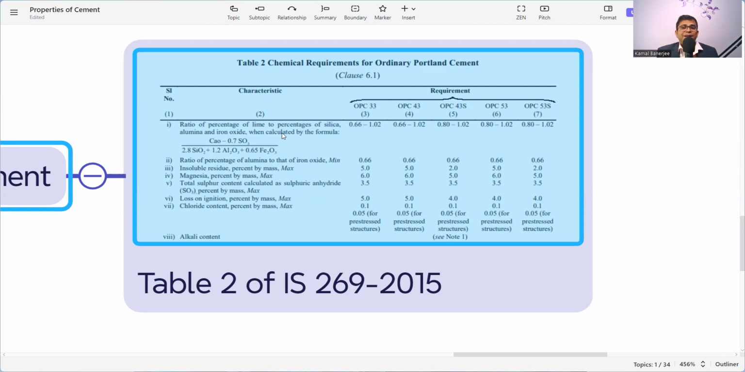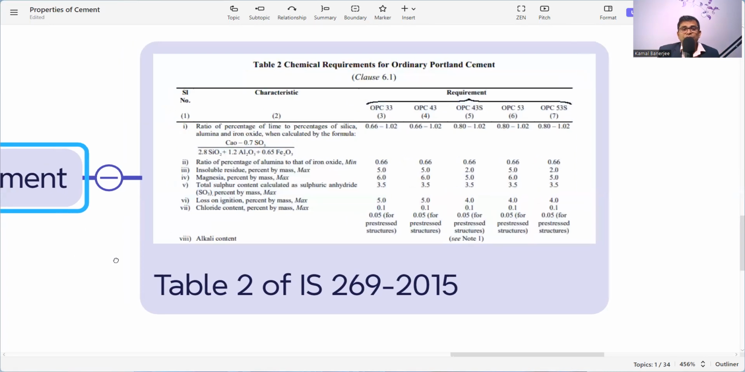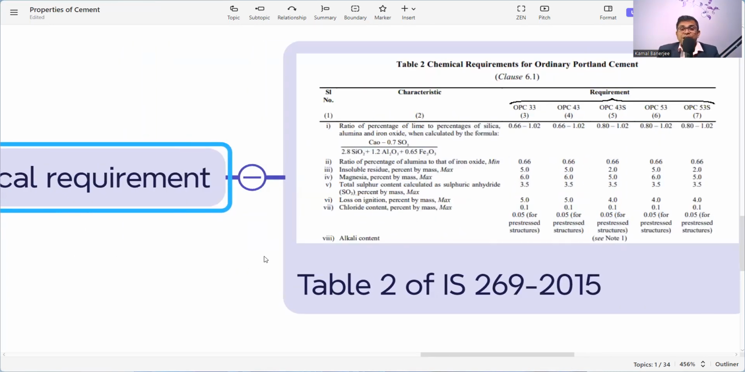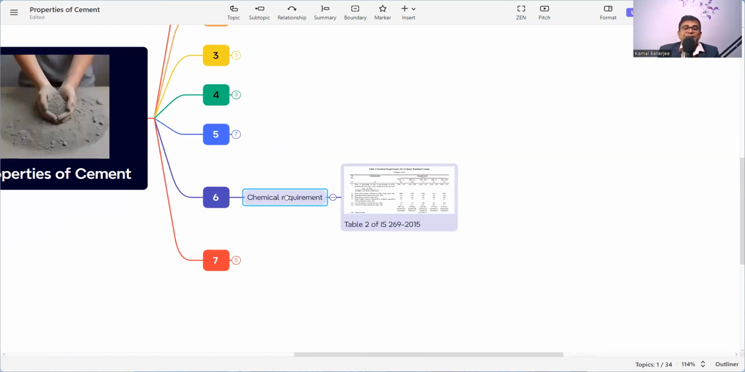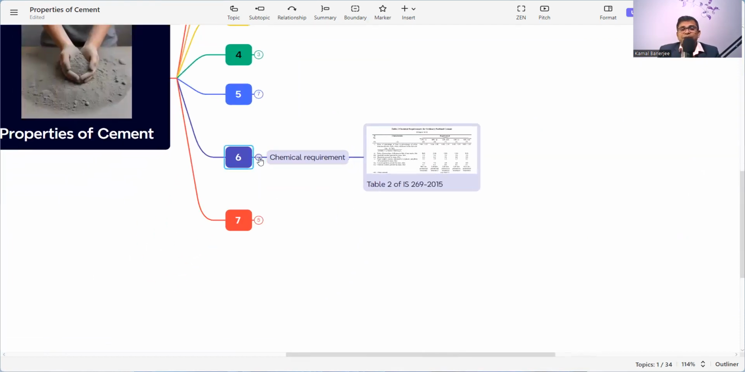So whenever we need early strength, whenever we need rapid hardening, whenever we need different types of concrete, then a different kind of cement we need to select, according to the characteristics of the chemical composition. We need to select the right kind of cement for the right kind of concrete. So this chemical composition we also need to carefully understand, and it needs to be memorized, so that we can select the right kind of cement for the right kind of concrete.